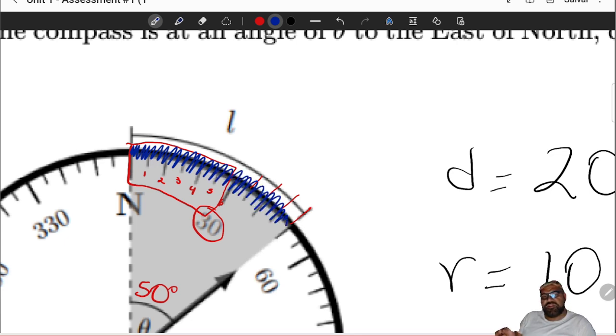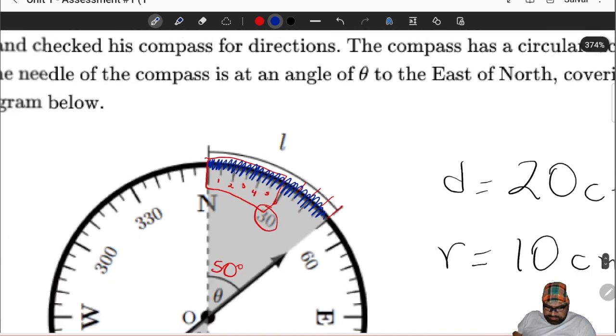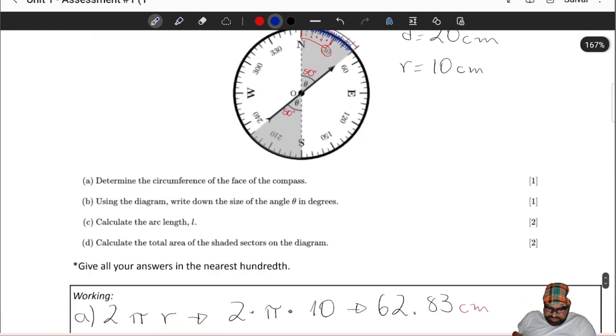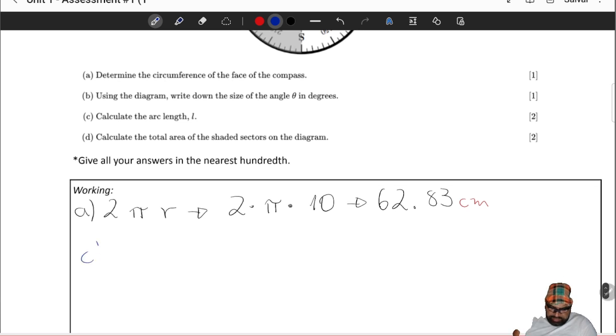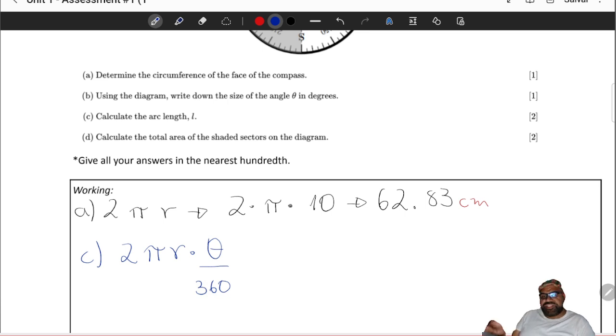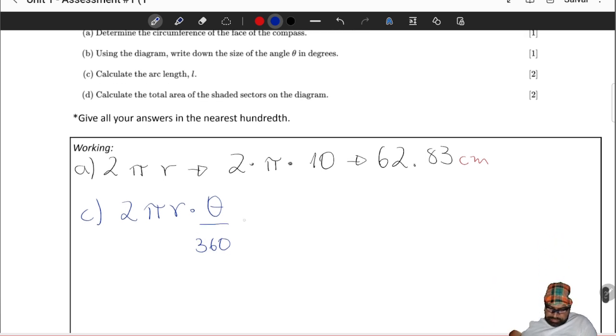How much of the circumference is covered by 50 degrees? Then it's the same formula we used before. This is C: 2 pi radius times theta divided by 360, because that's the fraction in the equation. Doing the same thing, I know 2 pi radius is 62.83. So it's 62.83 times what is missing, times 50 divided by 360.